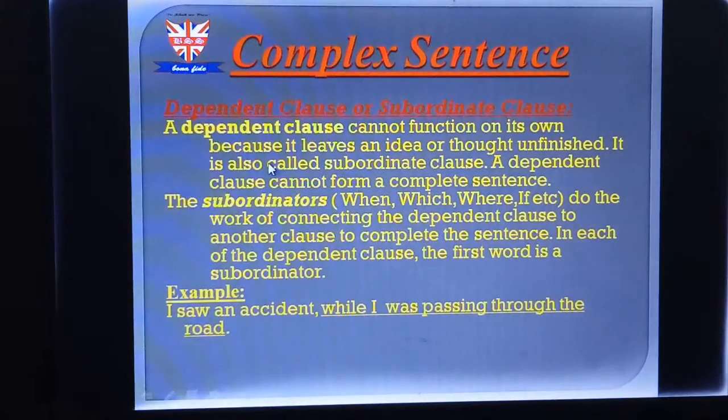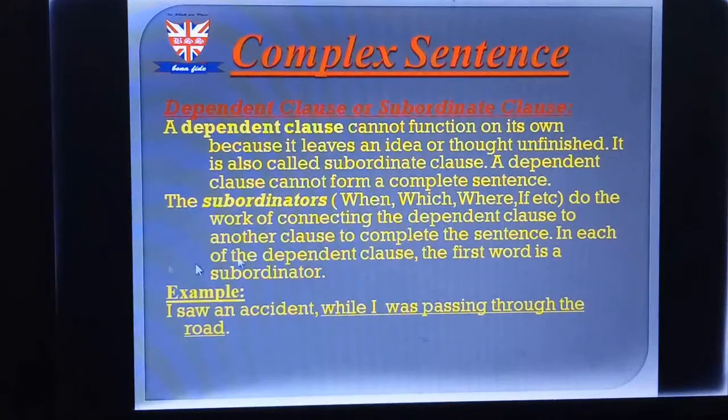And a dependent clause cannot function on its own because it leaves an idea or thought unfinished. It is also called a subordinate clause. A dependent clause cannot form a complete sentence. So on the other hand, we can say that a dependent clause means an unfinished clause. That means it is depending on something more, just like some part of the sentence is left.